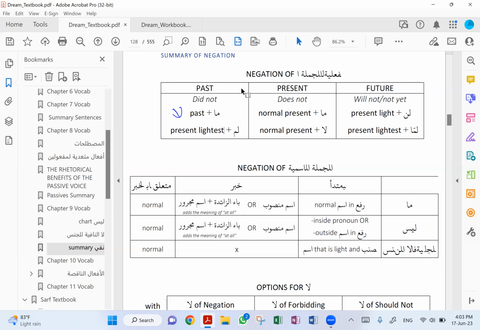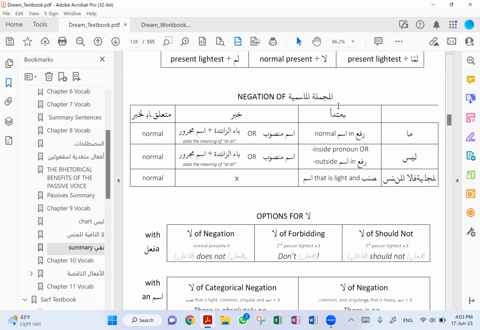That's how you can memorize this. When you're negating fi'l, in the past there are two ways, in the present there are two ways, in the future there are two ways. So just think about the number 2 when you're thinking about how to negate in past, present, or future. Lam, of course, we said it makes it light. And then lamma, when it comes with a mudari', is going to make it lightest, and it will mean not yet. So it's really not a negation, but more like this has not yet happened. It's like predicting the future that has not yet happened. That's how lamma works.